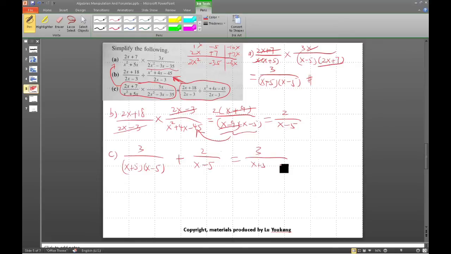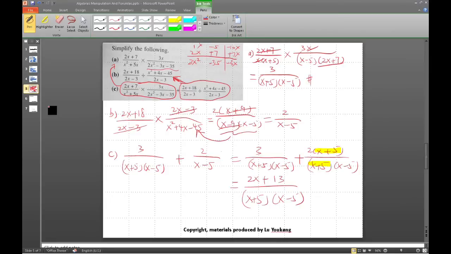Therefore I just need to add this up. You have two fractions, so you need to make the denominator the same. For the second term, 2 over x minus 5, I have to times another x plus 5, so that my denominator is the same as the denominator of the first term. And you can check your answer. Once you times x plus 5, you can actually delete it, and you should get back 2 over x minus 5. Therefore, expand it out, you have 2x plus 3 plus 10 is 13. Bottom, don't expand it.